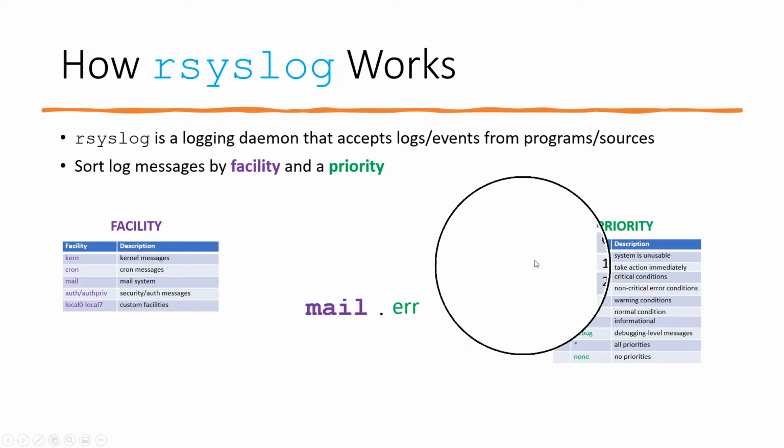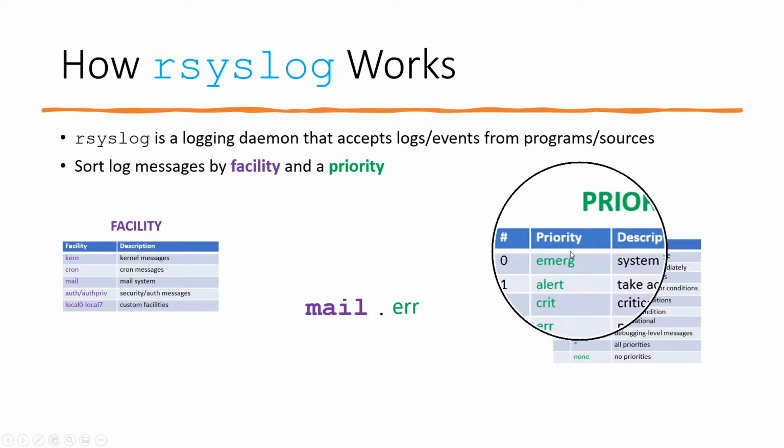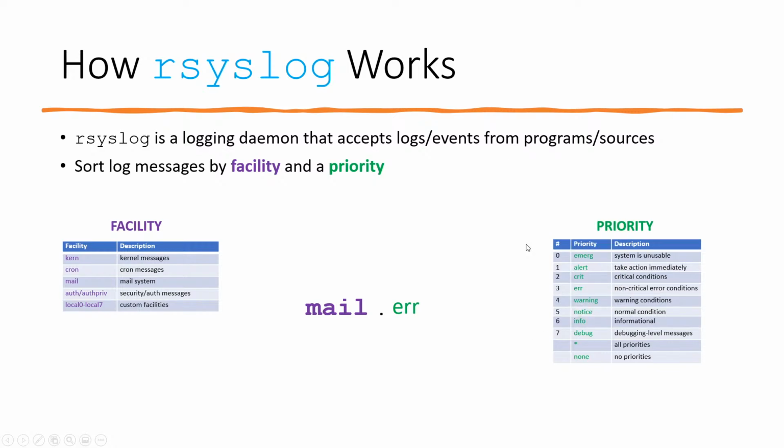If I said mail.emerg, it's just going to log the absolute emergency priorities for mailing. So that's what you have to remember about the priority: when I put a priority there, it's going to log that and everything that's more critical than that. Does that make sense? I'm going to read the chat messages here.